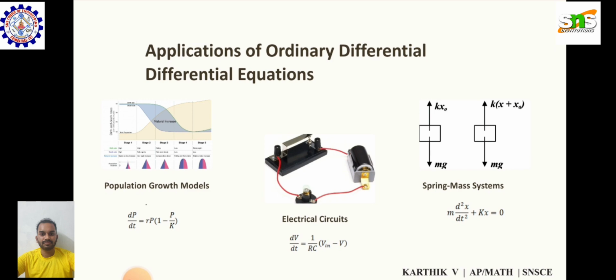Spring mass systems. Differential equations are extensively used to model the behavior of spring mass systems, which are commonly encountered in physics and engineering. The equation of motion for a spring mass system can be derived by Newton's second law. The following second order ordinary differential equation is m into d squared x by dt squared plus kx equal to 0, where x is the displacement of the mass from equilibrium position, t is time, m is the mass of the object, and k is the spring constant.